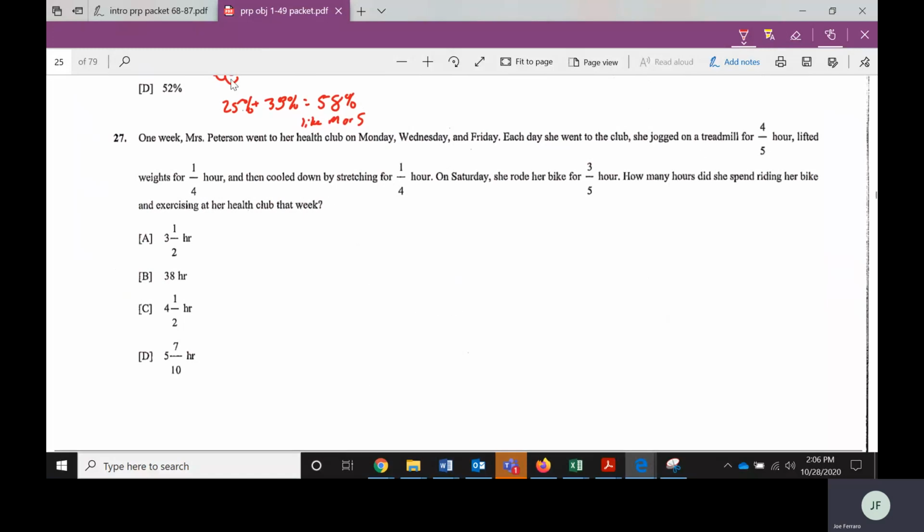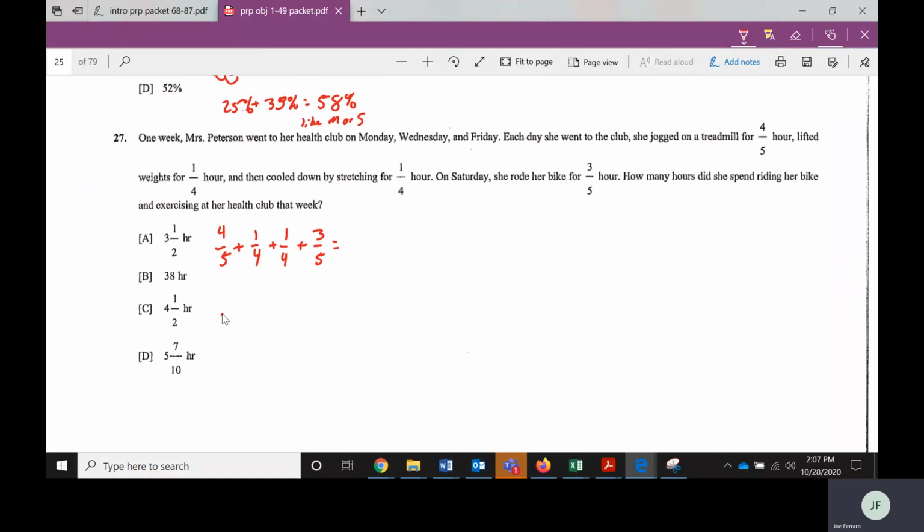So this doesn't work in every problem, but in this problem, all these fractions are amounts of time she biked or exercised, and they just want to know how much all of it is together. Okay, so we would take 4/5 plus 1/4. These are all fractions of an hour. Now again, I'll come back later and keep these as fractions, but right here, if you don't like fractions, we can do this in decimals and figure it out.